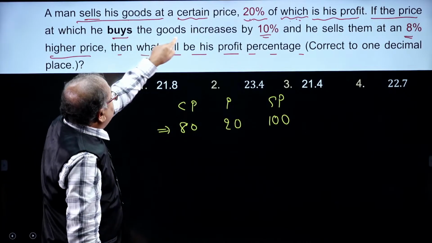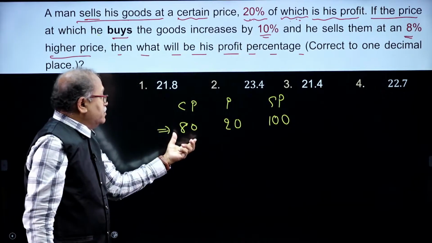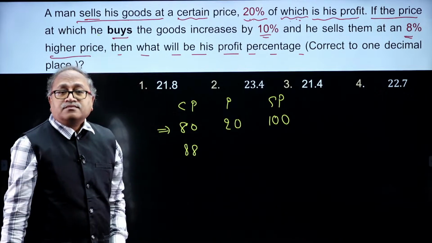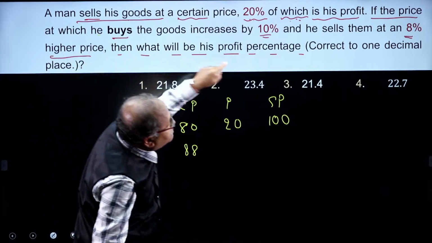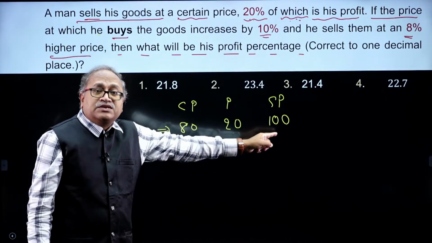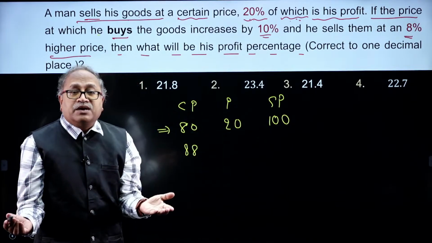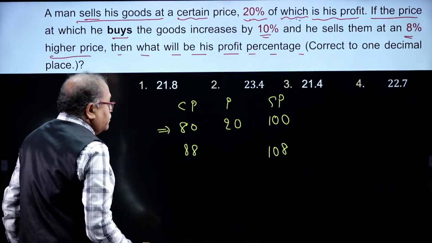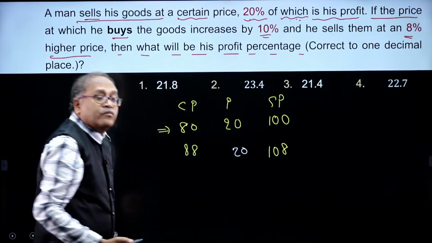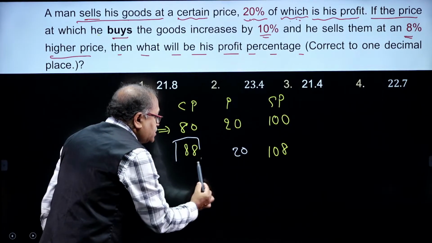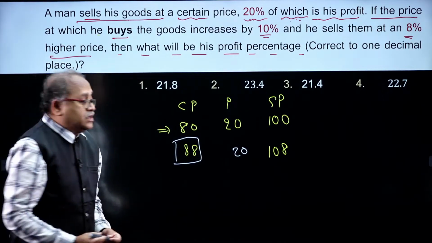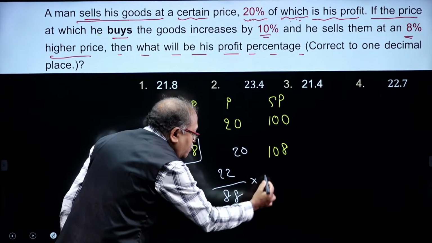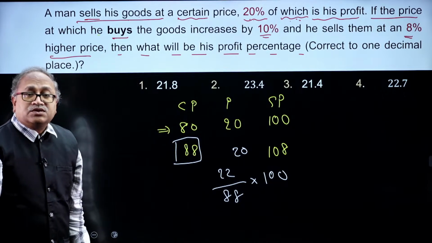So this is my first information. Now, it is said that the cost price is increased by 10%. What is 10% of 80? That is 8. Now the new cost price is 88 and the selling price has increased by 8%. What is 8% of 100? That is 8, so the new selling price is 108. So what is my new profit? My new profit will be 20. Yes, right. And the cost price is 88. What is the profit percentage? So 20 is what percentage over 88? So 20 over 88 into 100. That's the profit percentage.